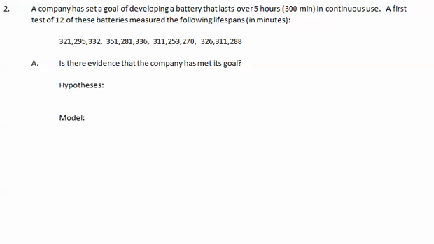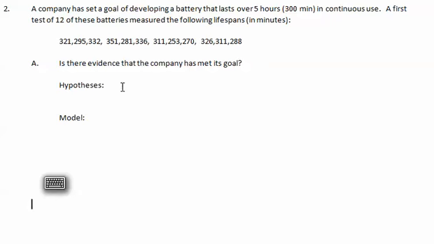Okay, let's examine this problem. I first noticed that we're talking about a number of hours, so that's a mean. So that's going to help me develop my hypothesis here. And then I'm noticing there's the n value, 12, and they want to know if the company has met its goal. Okay, the goal is 300 minutes.